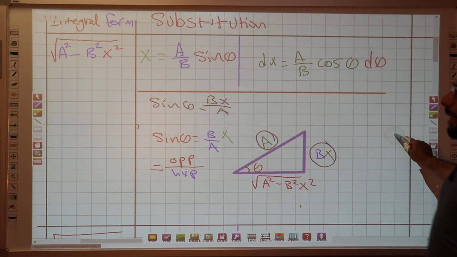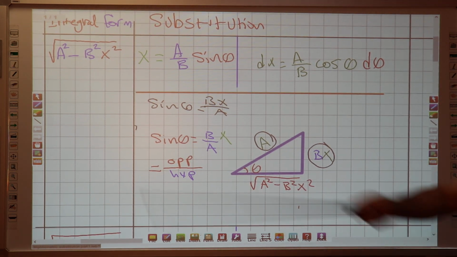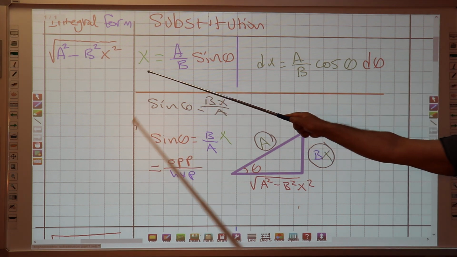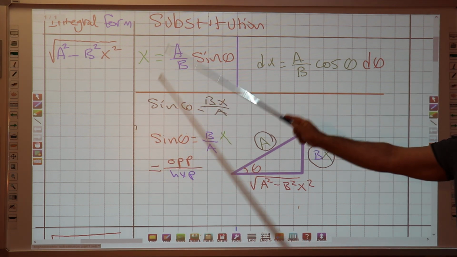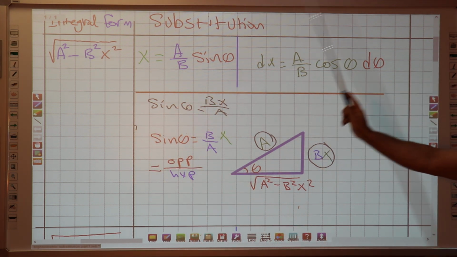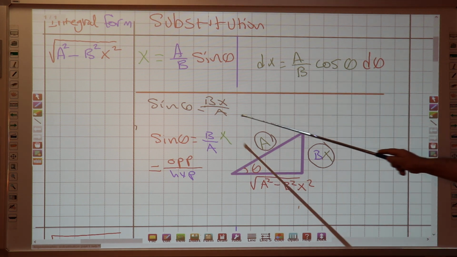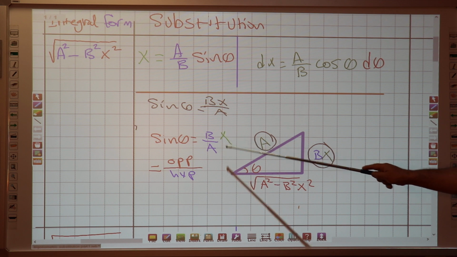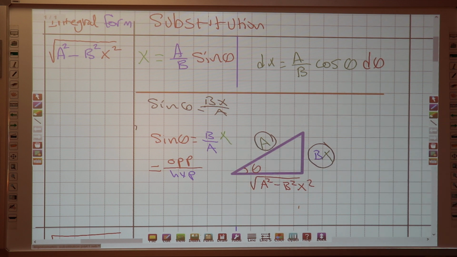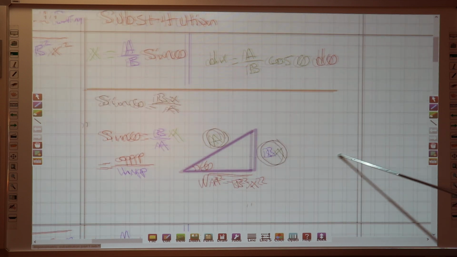Before I take the example, look at the integration, my substitution: dx a over b cosine theta, sine theta bx over a. Good? Okay. Let us take an example.